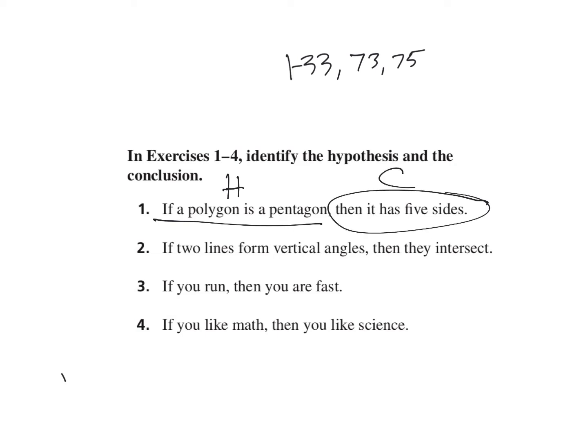So the hypothesis: a polygon is a pentagon. And the conclusion: it has 5 sides. All right, number 3, you run, that's your hypothesis. You're fast, that's the conclusion. It doesn't mean that it's true, it's valid. It's a valid statement. Doesn't mean that it's true. All right, let's move on.